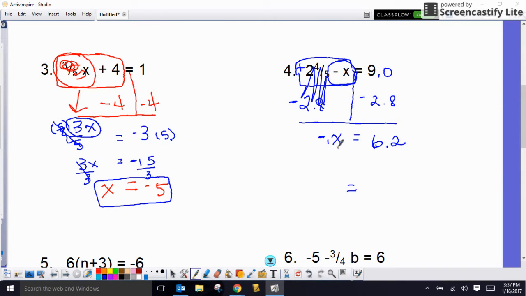Well, I can't have a -x. So I can multiply by -1 or divide by -1 to make the two negatives. I'm just going to say a negative times a negative is a positive. And I'm going to times this by a negative. 6.2 times a negative is -6.2.